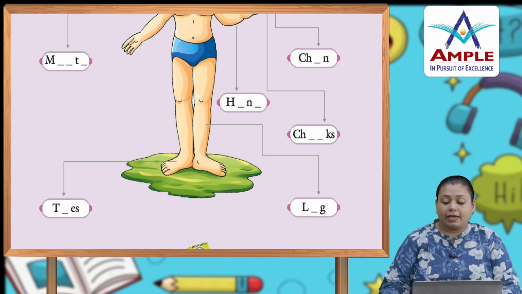Cheeks, C H E E K S, cheeks. T O E S, toes, and L E G, leg. Okay, hopefully you have filled in all the alphabets in these boxes, and whatever is left you have to do yourself, so that you will come to know whether you understand this chapter or not. Hopefully you understand the chapter well, because there is nothing much in this chapter.